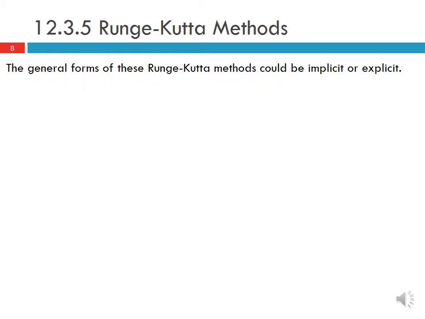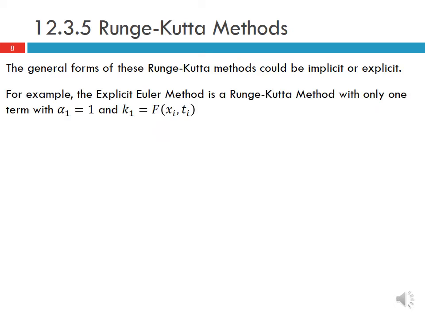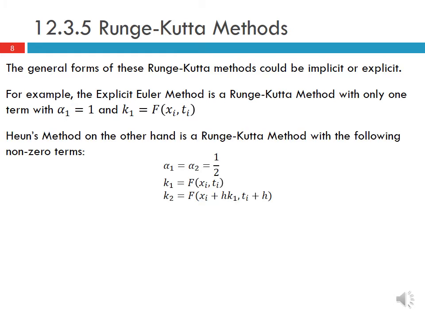The general forms of these Runge-Kutta methods can be either implicit or explicit. For example, the explicit Euler method is a Runge-Kutta method with only one term, where alpha_1 is equal to 1 and k_1 is equal to f of x_i and t_i. Heun's method is a Runge-Kutta method with these non-zero terms. Alpha_1 and alpha_2 are equal to 1/2. k_1 is equal to f at x_i and t_i, and k_2 is equal to f at x_i plus h k_1 and t_i plus h.